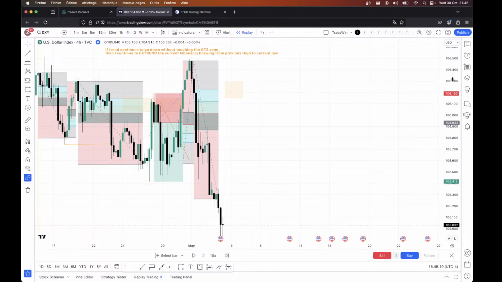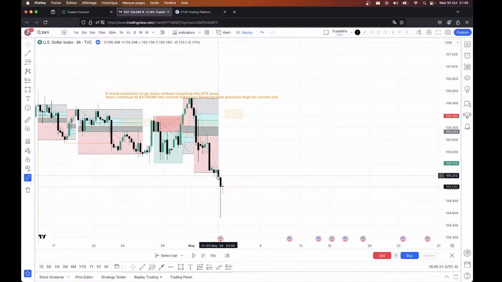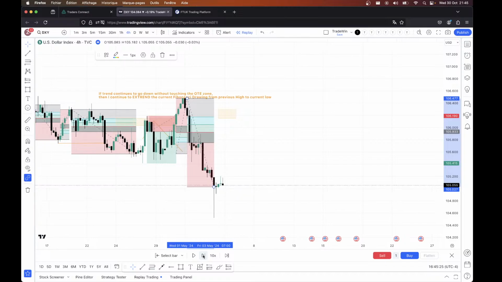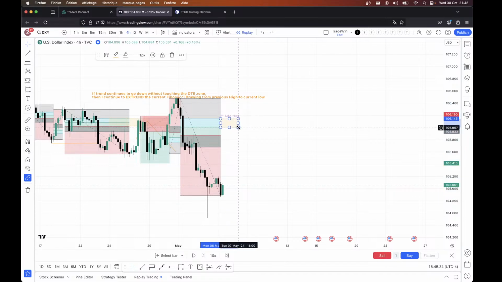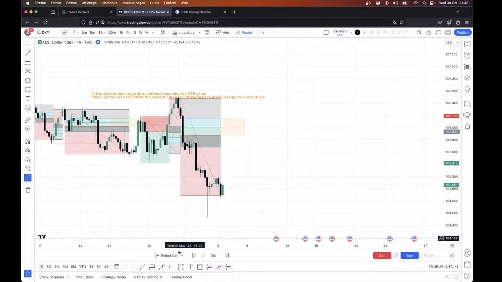Whoa, what's happening? Extend the zone. I don't care. Go. Let's go. Are we going up? Not yet. Extend the zone. I update the OTE zone. You understood what this was here.